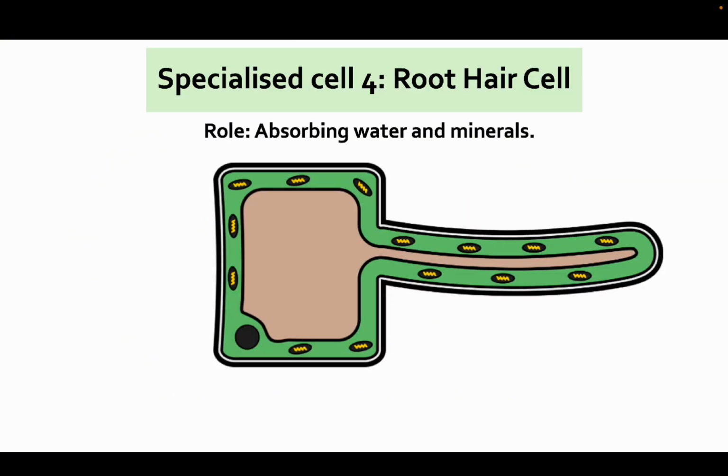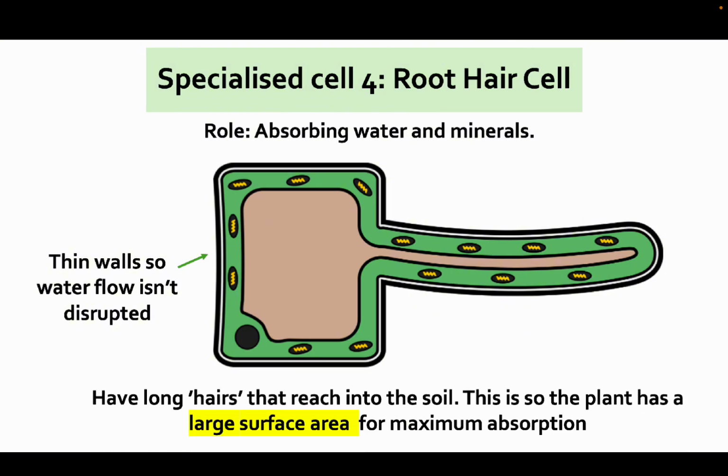The fourth type of specialized cell is called a root hair cell. Its role is to absorb water and minerals from the soil. It has thin cell walls so water flow isn't disrupted. It also has long hairs that reach into the soil. This is so the plant has a large surface area for maximum absorption.